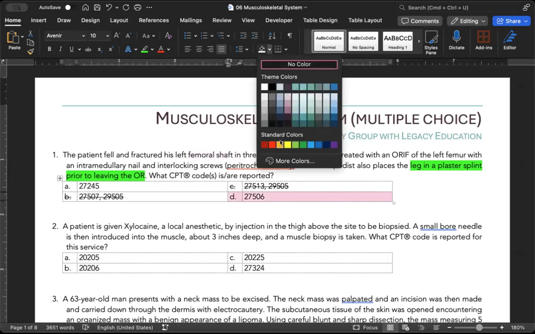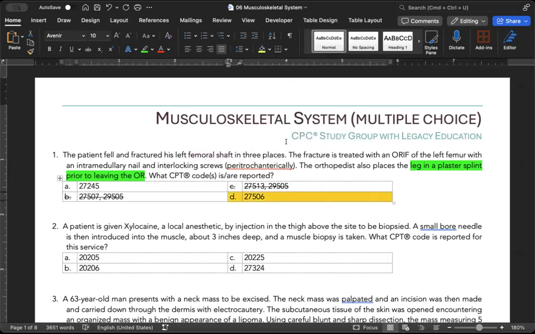The code description for that is open treatment of a femoral shaft fracture. They're throwing in the word peritrochanterically to see if you pick up that word in 27245, where that is the anatomic location of the peritrochanteric area, not where the interlocking screws were placed. Does that make sense? Any questions on that one?